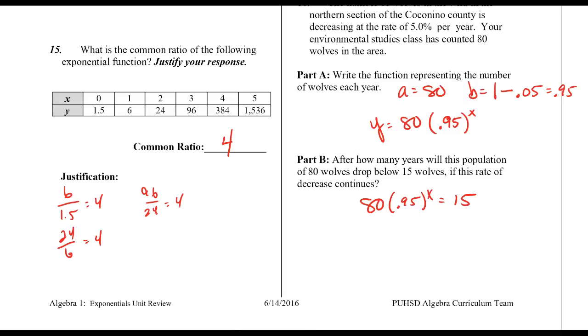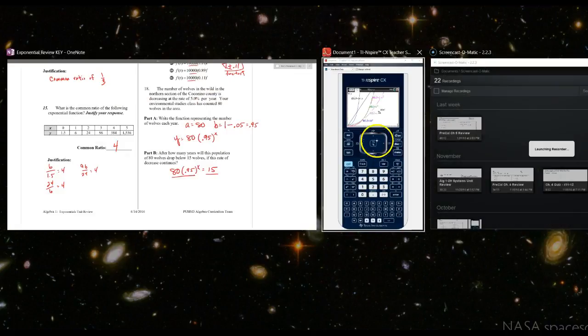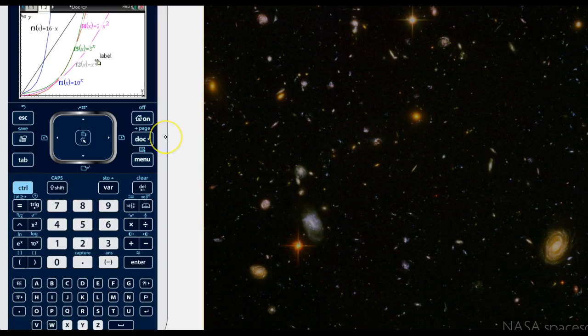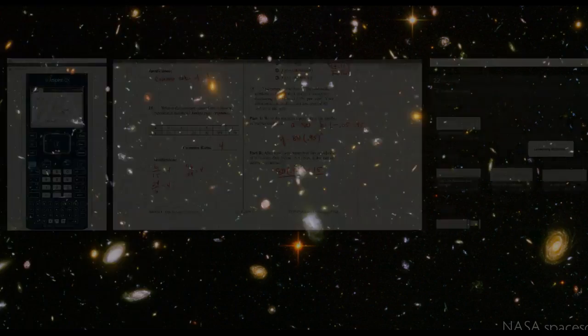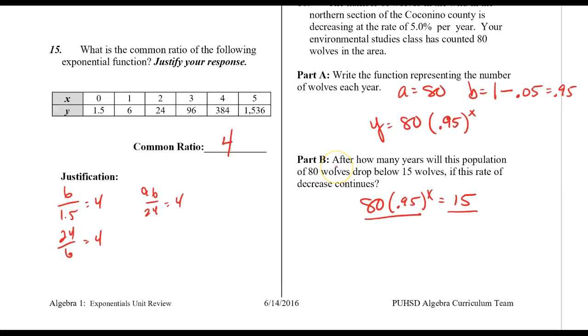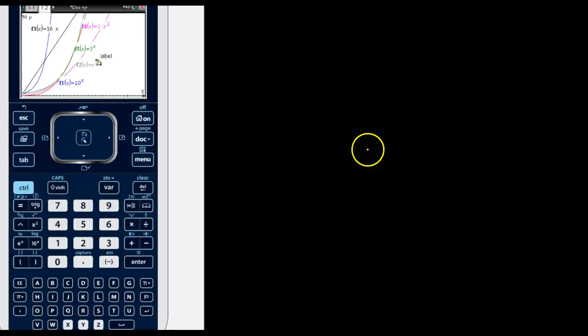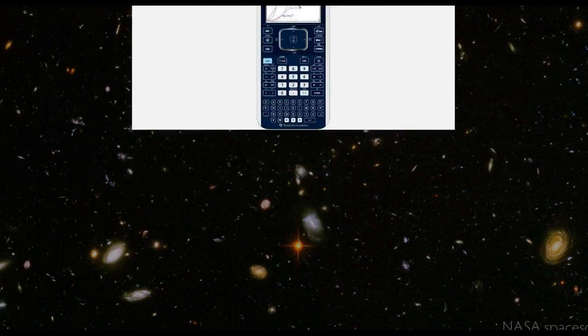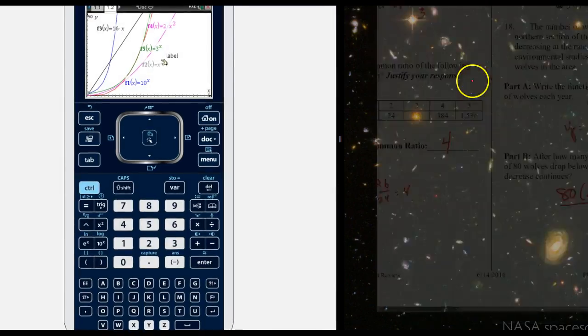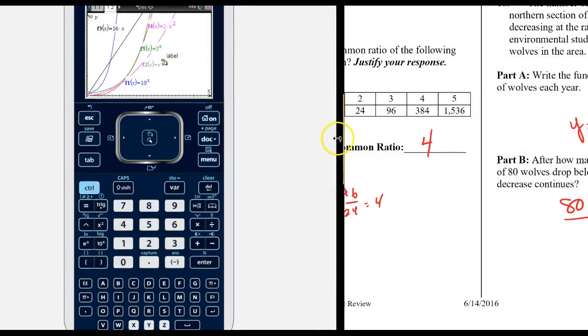Or we can go to the calculator and graph these two halves of the function, the two sides, and see where they intersect. That's actually what I'm going to do. I'm going to go to my calculator.